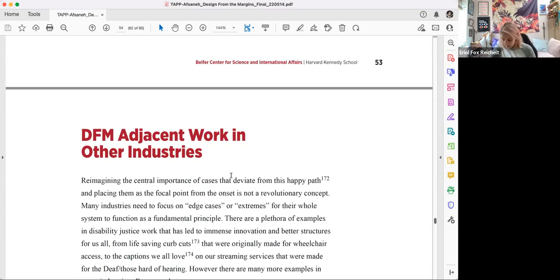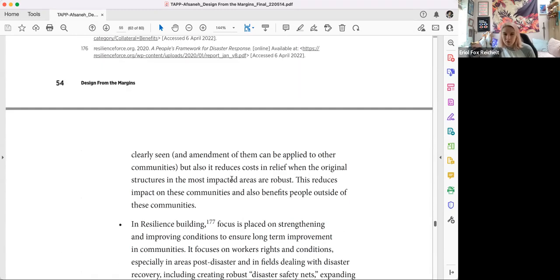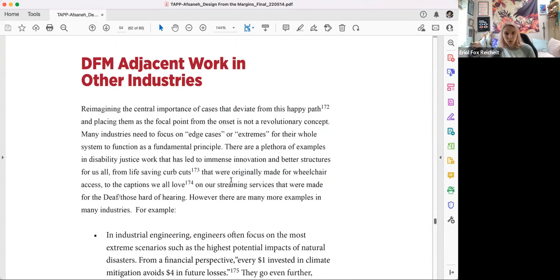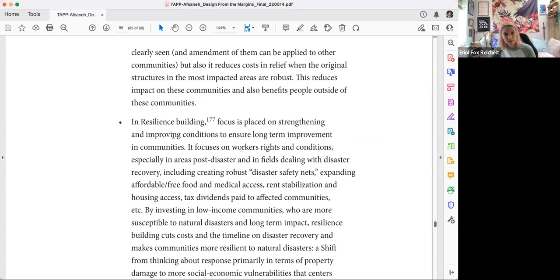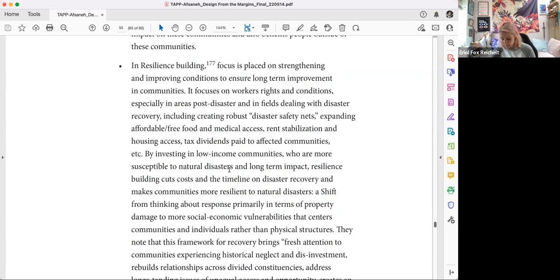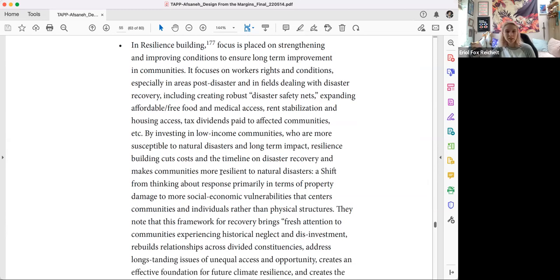I made a kind of weird note in this section, which was about adjacent work in other industries. It's an interesting section to read through, and the note I made was in the resilience building section, where I noted how it describes post-disaster strengthening, improving conditions in low-income communities, which are more likely to be impacted and susceptible to natural disasters. And it talks about, I don't know where this quote comes from, fresh attention to communities experiencing historical neglect.